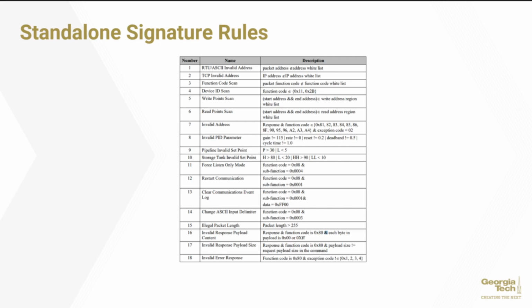Standalone rules parse a single Modbus packet looking for a match to one specific signature, without requiring any knowledge of the other packets that previously traversed the environment. If the signature is present in the parsed packet, then the packet is classified as a match and an alert is issued. The standalone rules are implemented using the SNORT intrusion detection tool, as described on the previous slide.